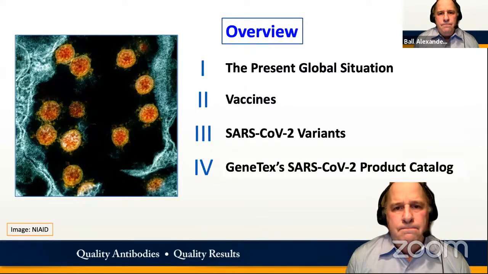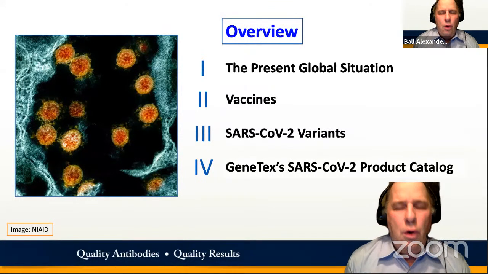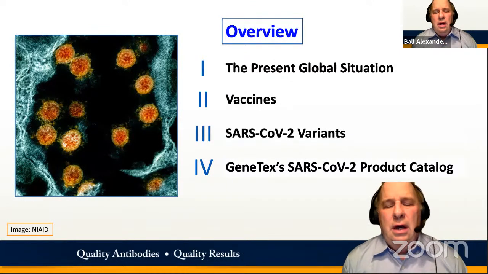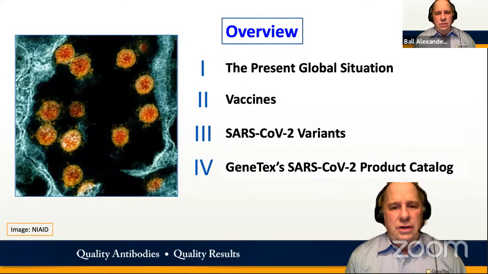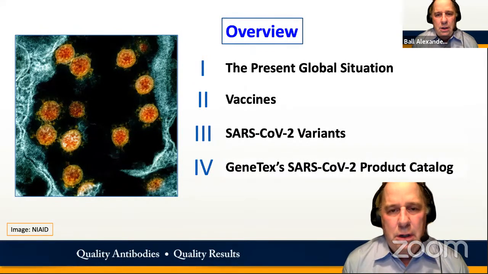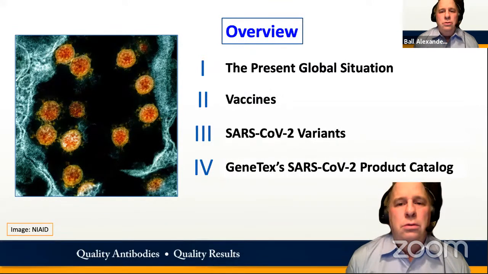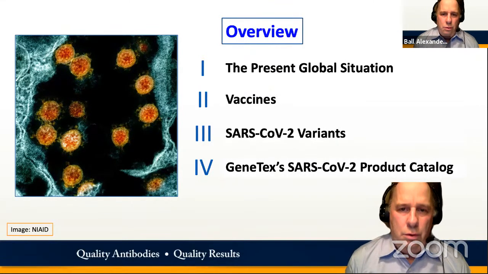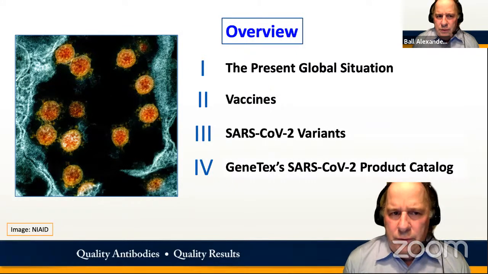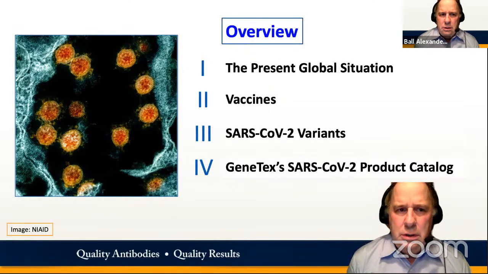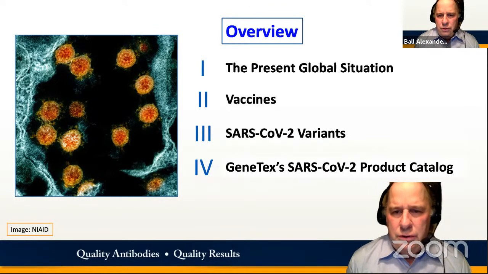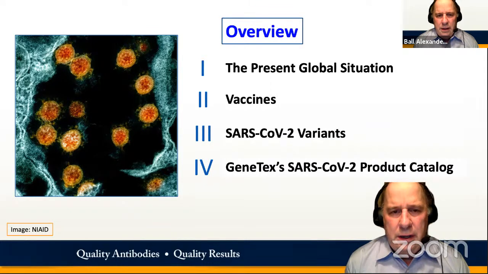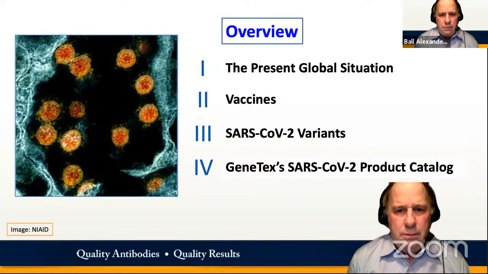What I'd like to talk about today is an overview of particularly vaccines and some of the SARS-CoV-2 variants. There'll actually be 4 sections for today's talk. One is the present global situation, just a quick overview of where we are in the world. Then an overview of the different types of vaccines, in which countries they're being distributed, and how they work. Then we'll talk a little bit about SARS-CoV-2 variants. I realize that in Indonesia right now, the Delta variant is a particular problem.